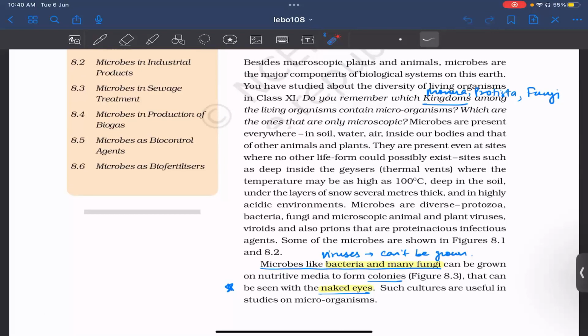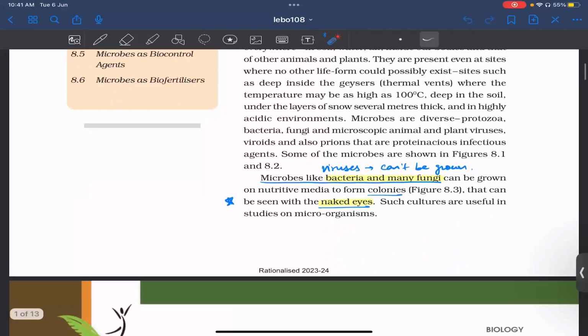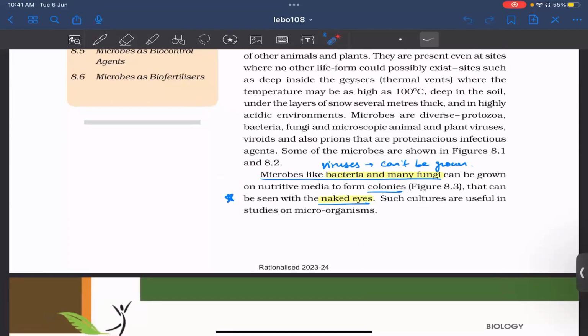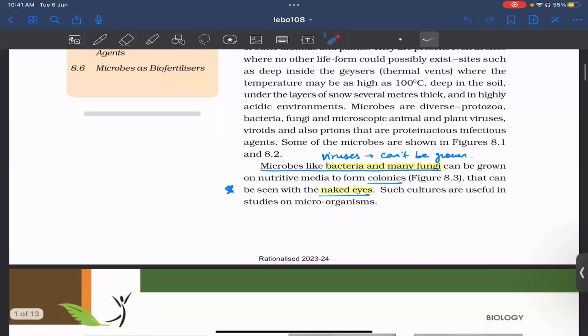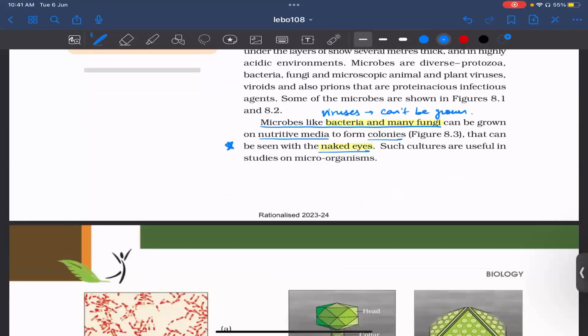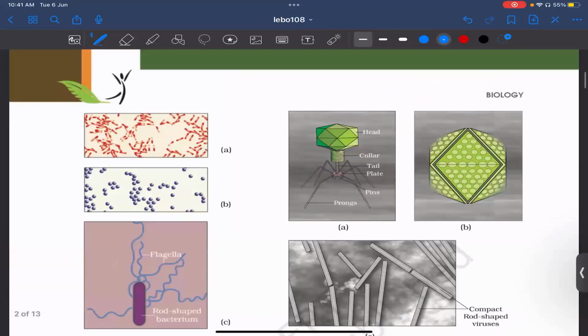media. These are a few diagrams. This is a rod-shaped bacteria called bacilli. The spherical shaped bacteria is cocci. This is the rod-shaped bacteria. Figure 8.2b is a virus which causes respiratory illnesses. You need to remember this, and the one which is rod-shaped. So you need to remember the shapes here.